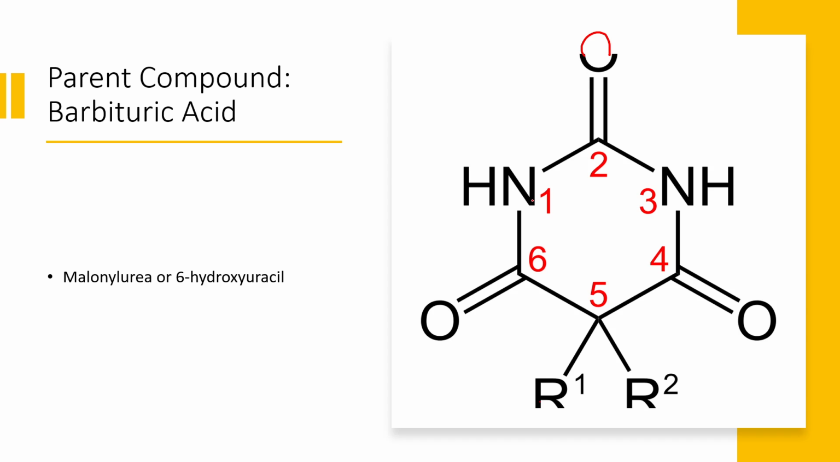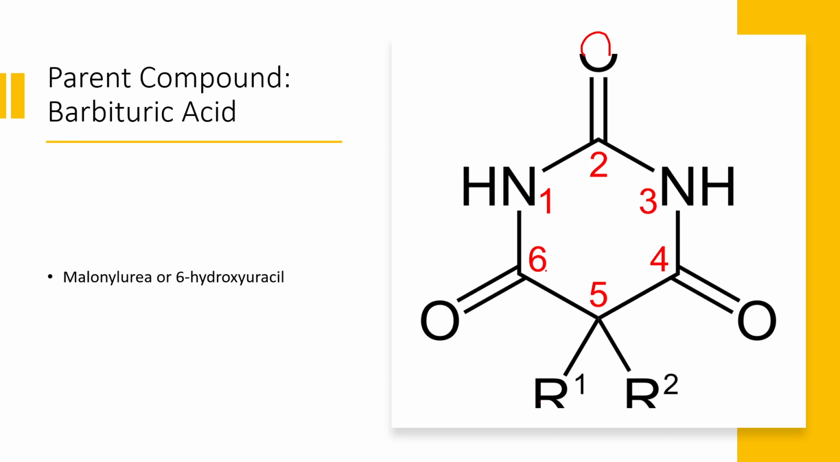Okay, so it's a cyclic compound. However, it is not aromatic, and you can see that it has two nitrogen atoms within the ring. The most important number you should remember is 5, because 5 holds the position for two substituents that affect its SAR. So for the numbering, you have nitrogen 1, carbonyl at 2, nitrogen at 3, carbonyl at 4. 5 is a plain carbon and 6 is another carbonyl group.